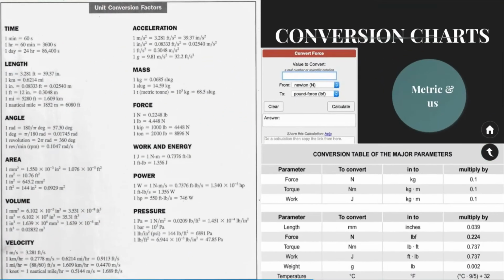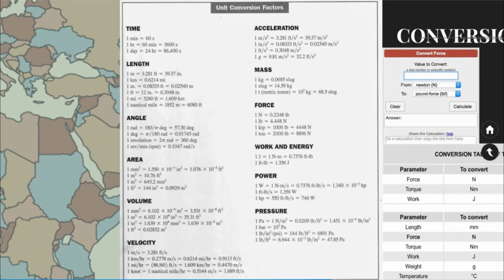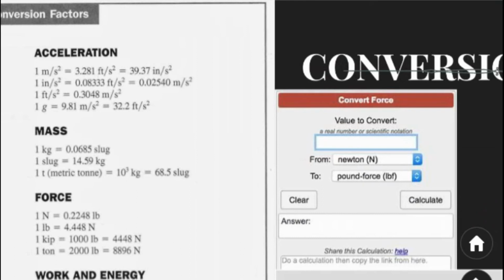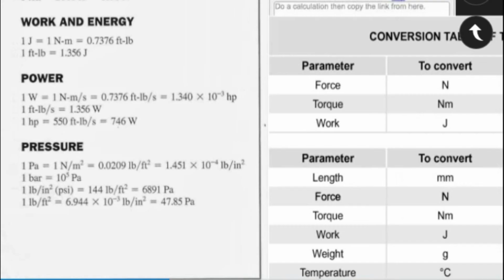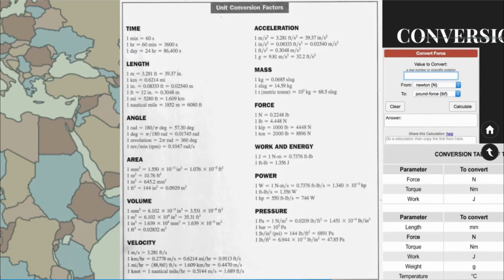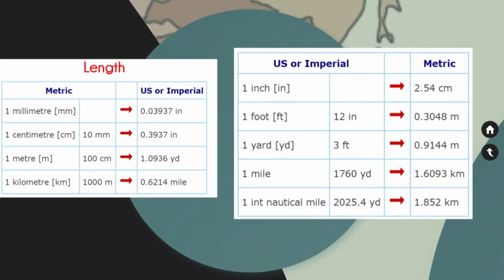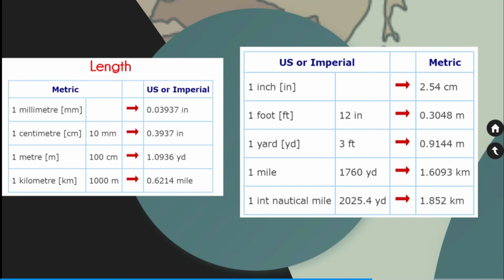Now we'll see some of the conversion charts. This is really useful when you do engineering calculations. This chart shows multiple physical quantities, their different units, and their relationship with each other. We can see examples of time, length, angle, area, volume, velocity, acceleration, mass, force, work and energy, power and pressure. If you need to convert from imperial or US standard units to metric or the other way around, the table shown here should help. This is the conversion chart for length.